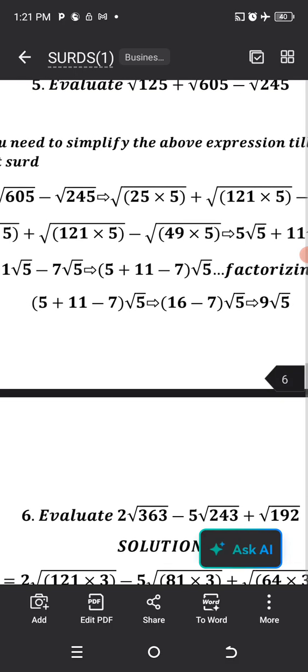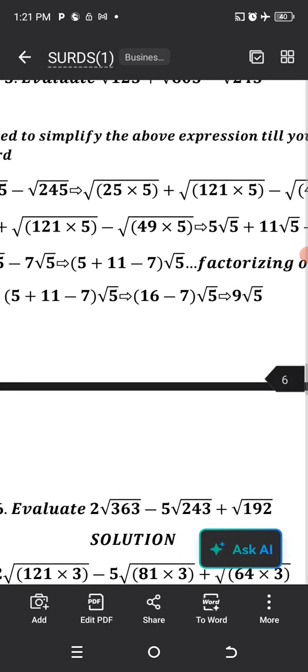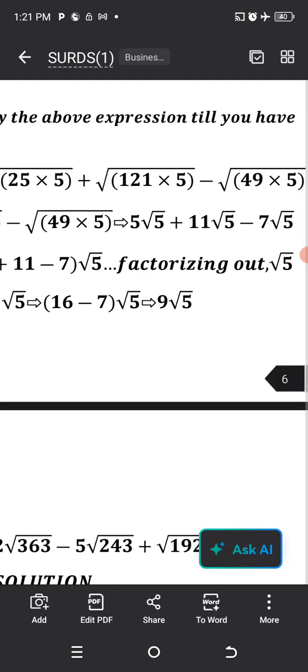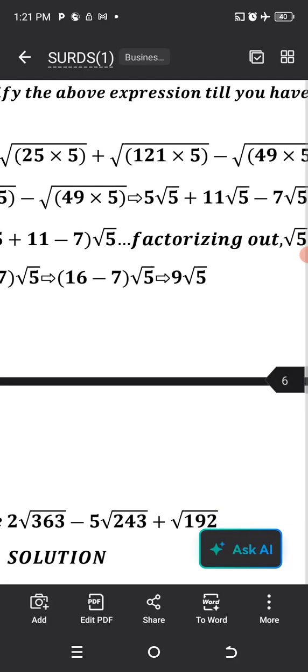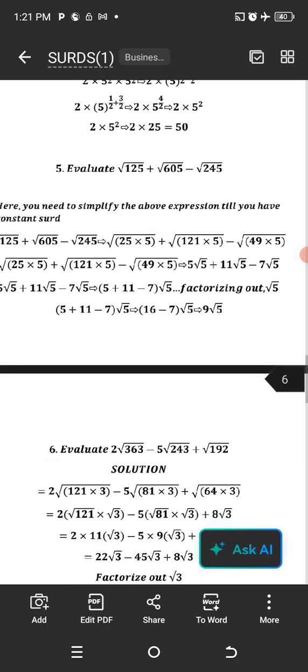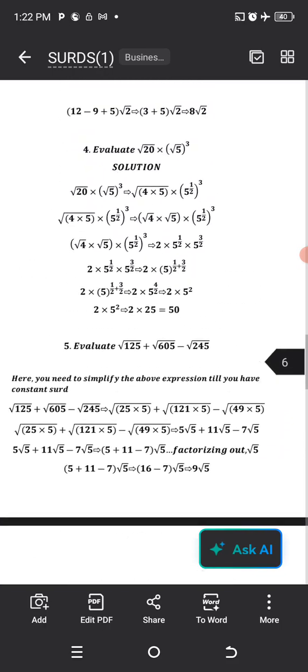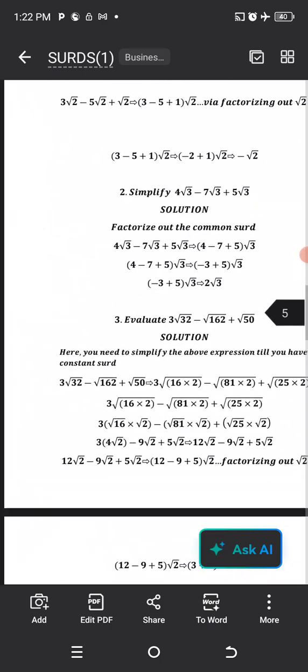The next thing is what? You follow BODMAS rule. You start from the left. So 5 plus 11 is 16. 16 minus 7 is 9. That is why the final answer is 9 root 5. So you don't need to panic. Just follow the rules. So let me zoom out now. Let me zoom out. Go back to question 1.